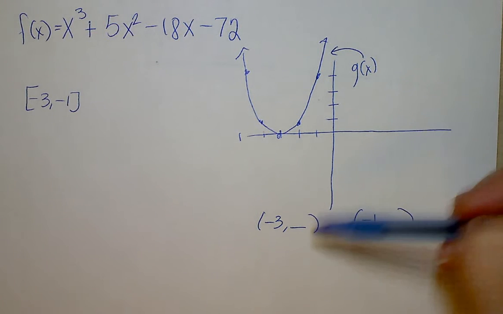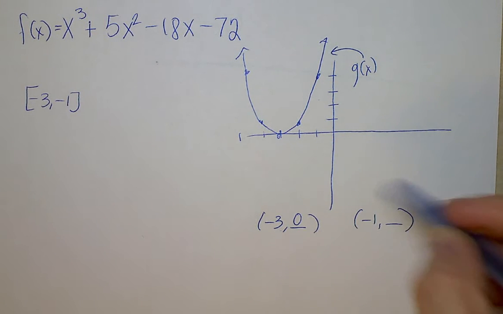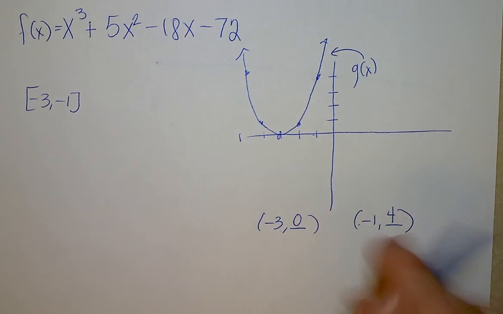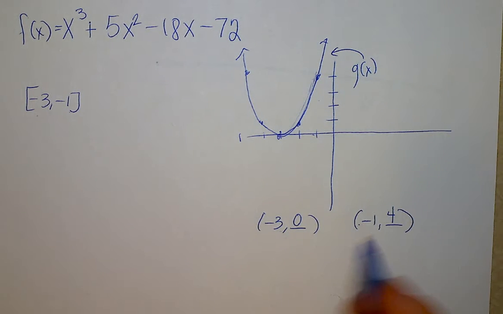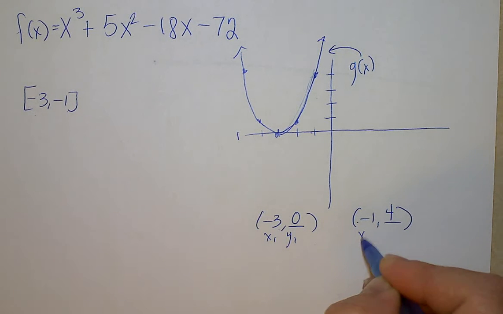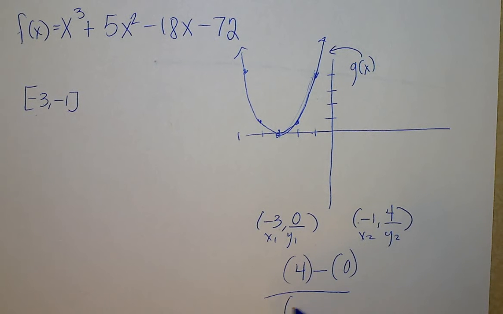So I look up and find -3 for an x value belongs to a y value of 0, and -1 belongs to a y value of 4. Now to find the average rate of change on the interval from -3 to -1, I'm going to use the slope formula: y sub 2 minus y sub 1 over x sub 2 minus x sub 1.